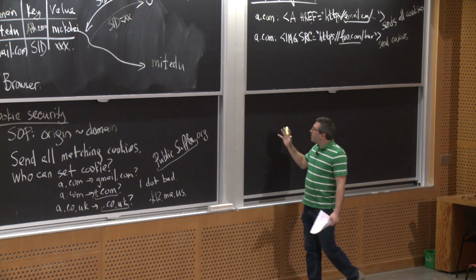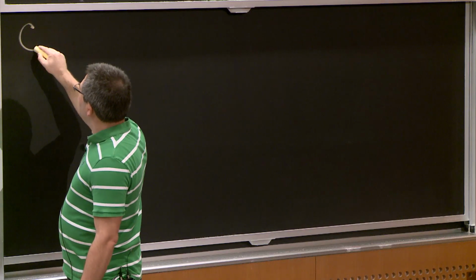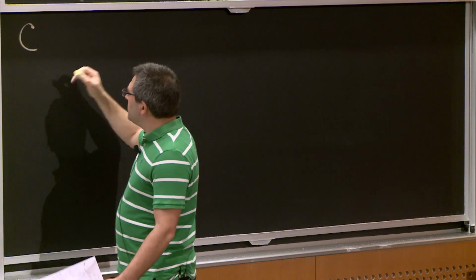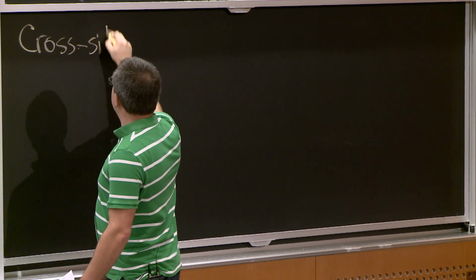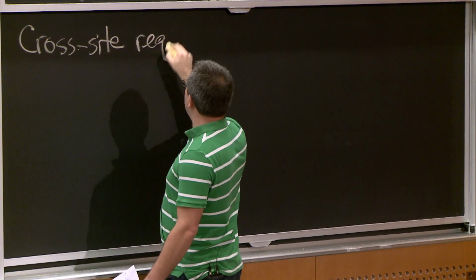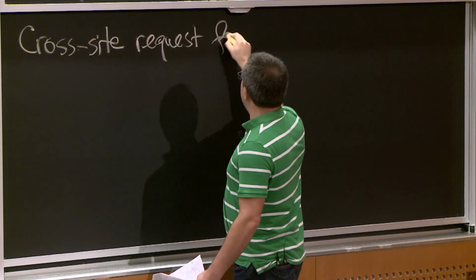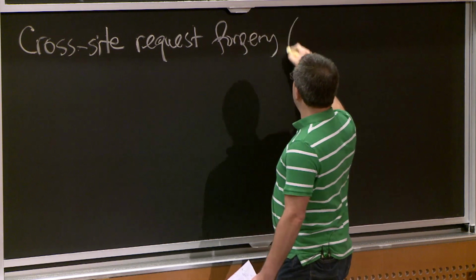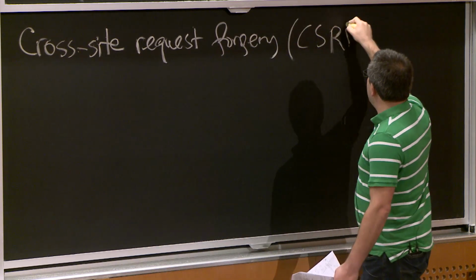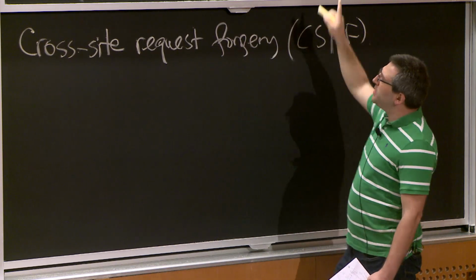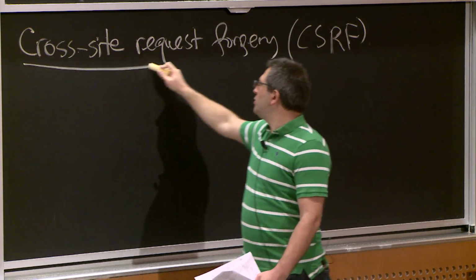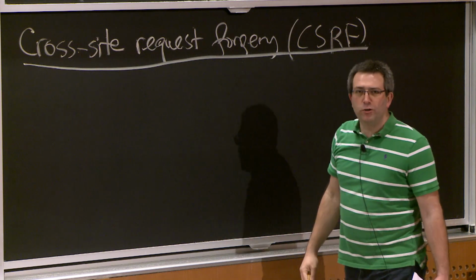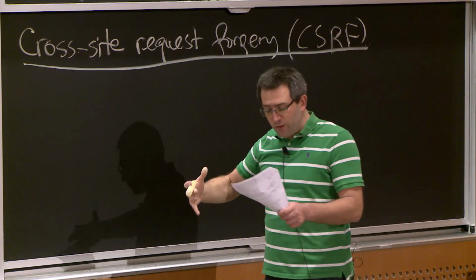So here's one common flavor of attack. The web guys are very good at acronyms and terms. The attack that I want to present is called cross-site request forgery, abbreviated CSRF. It follows the lines we've been talking about, and stems from the fact that your browser will always send cookies with every request, regardless of which origin actually initiated the request.